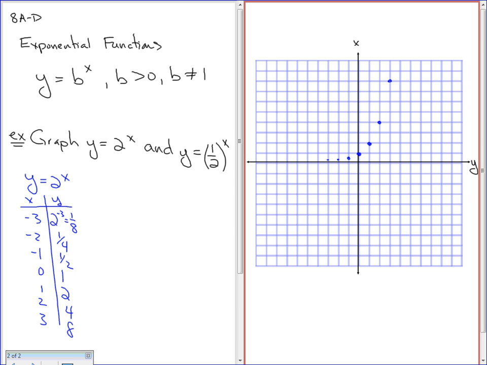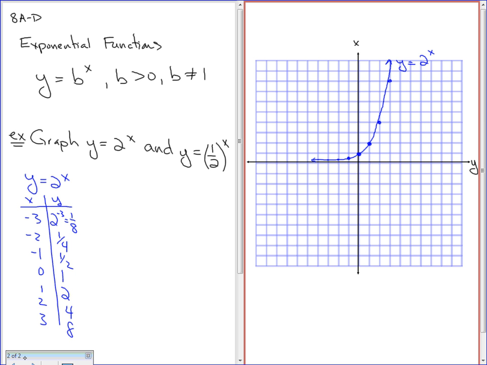Okay, so there are the 7 points I'm going to use in order to graph the function. Remember that it's a curve, it's not a straight line, so you don't use a ruler to join up the points. You just use your free hand and try to sketch it as best you can, putting arrows on the end of it, indicating that it goes in both directions continuously. So that's y is equal to 2 to the exponent x.